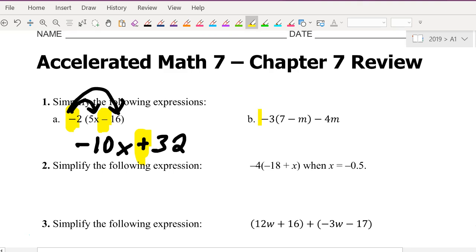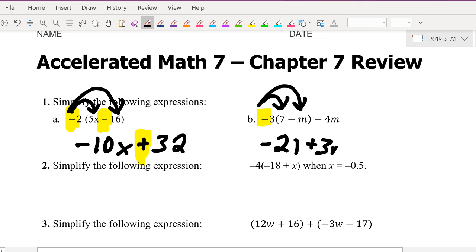Here we go. Negative again. So we're distributing a negative here. What do we get? Negative 21, and then negative 3 times negative m. Positive 3. Careful. And don't forget that this is a negative 4m still.